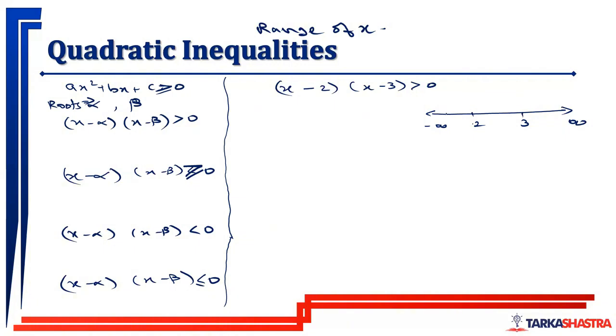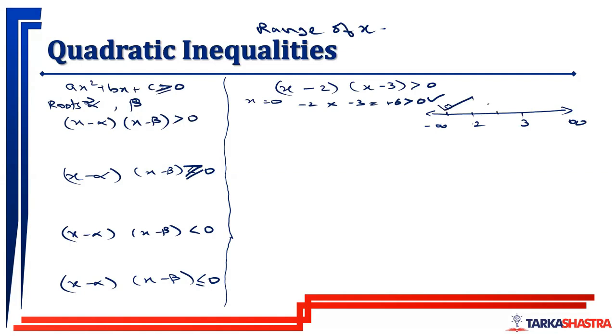For minus infinity to 2, the value can be 0. If x is equal to 0, this will be minus 2, this will be minus 3, which gives positive 6. Is it greater than 0? Yes, it is greater than 0. Very good. So for this range, the inequality holds true.